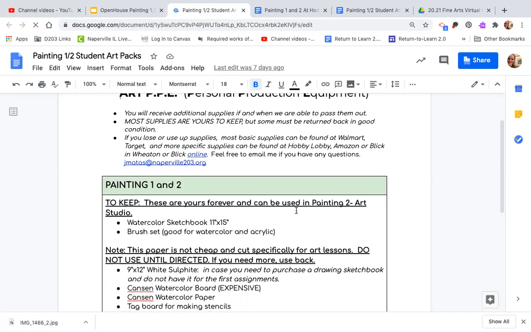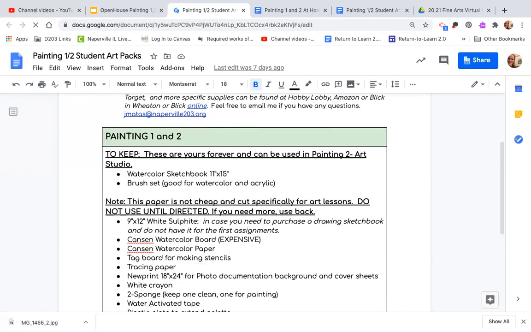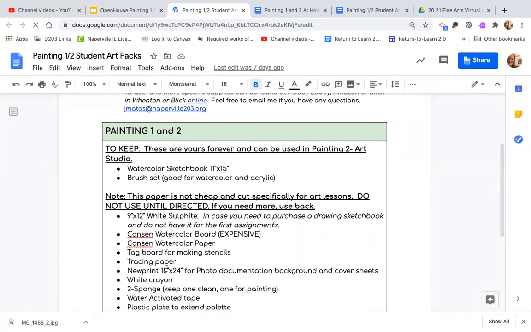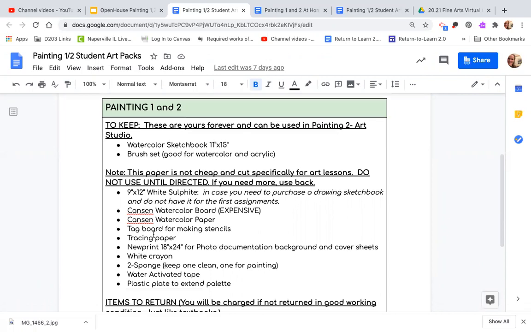They're not so great for oil. There's another set for that. And then I gave them a lot of different surfaces to paint on, as well as how to plan their artworks. So they're going to be able to use these materials to make their artwork.